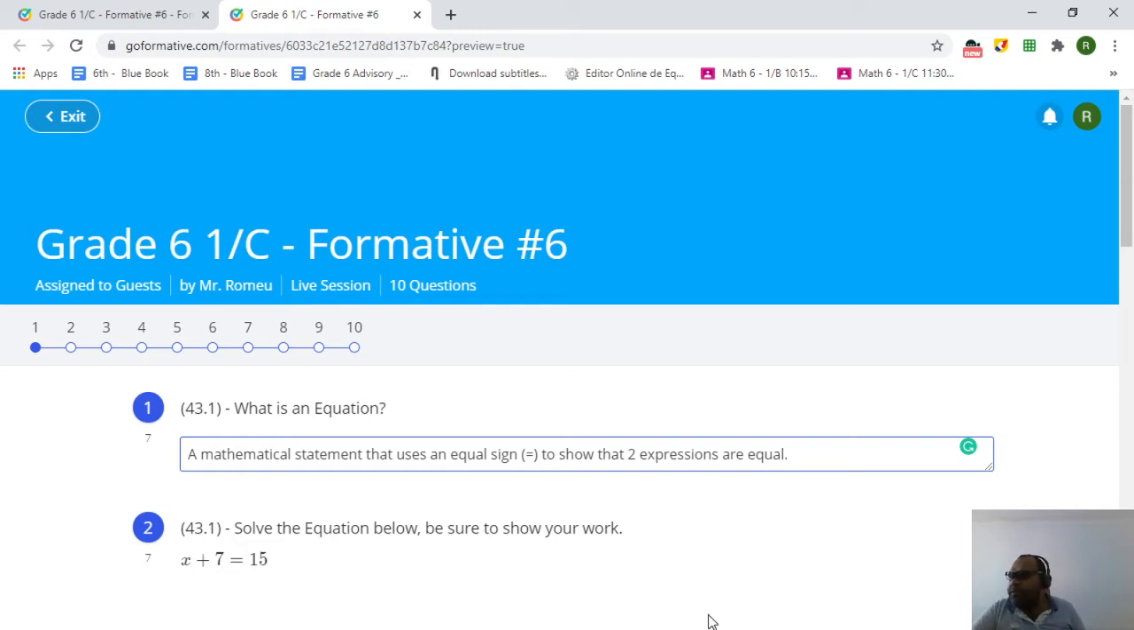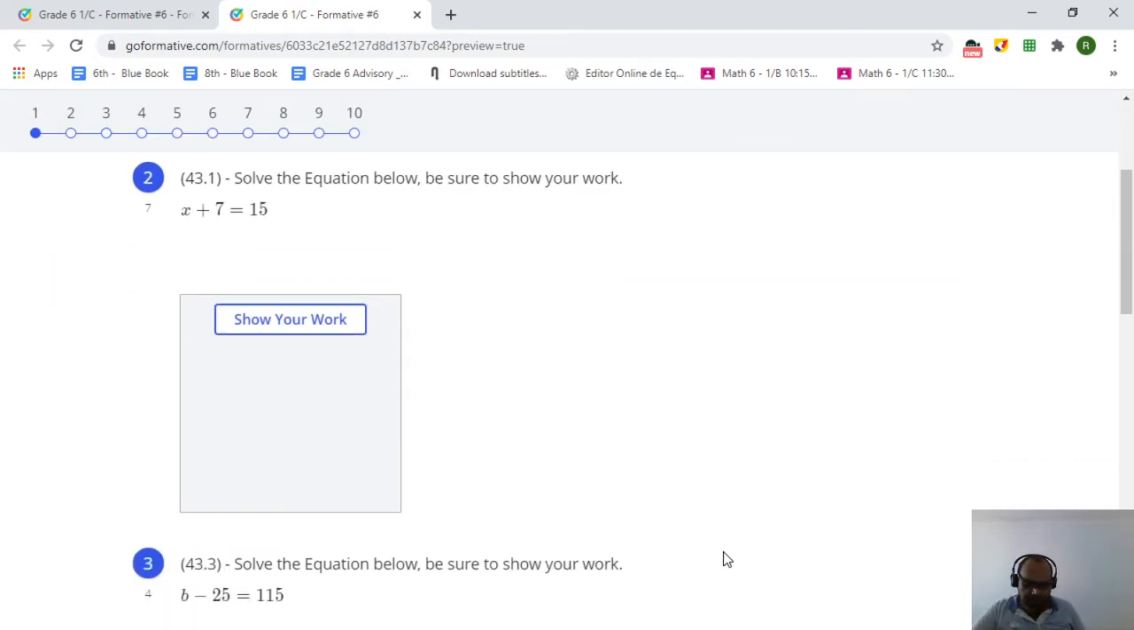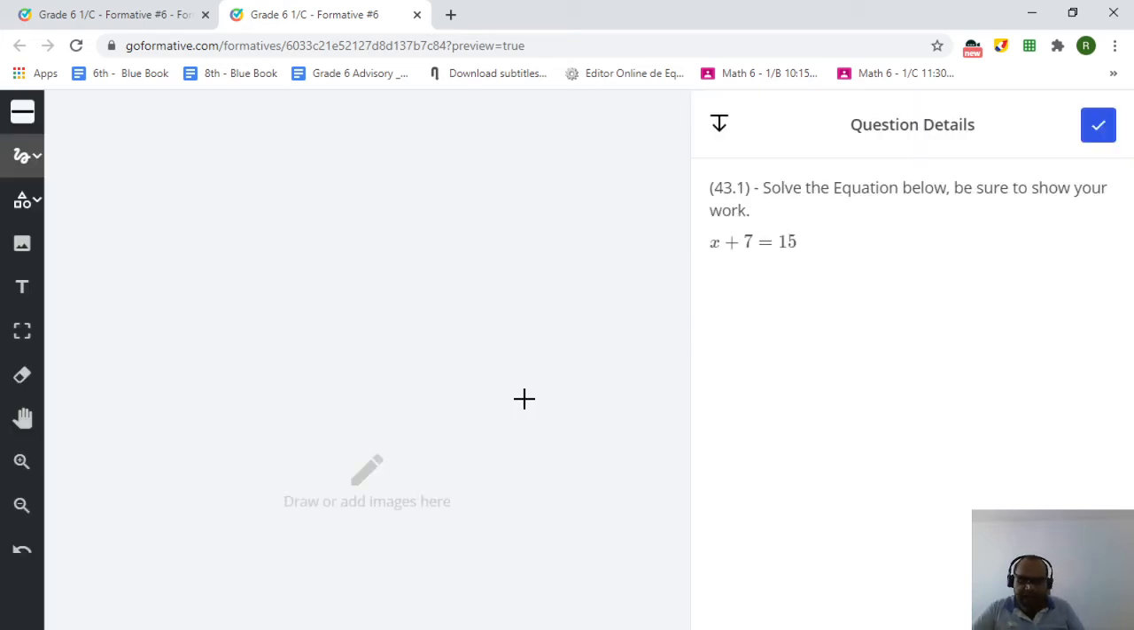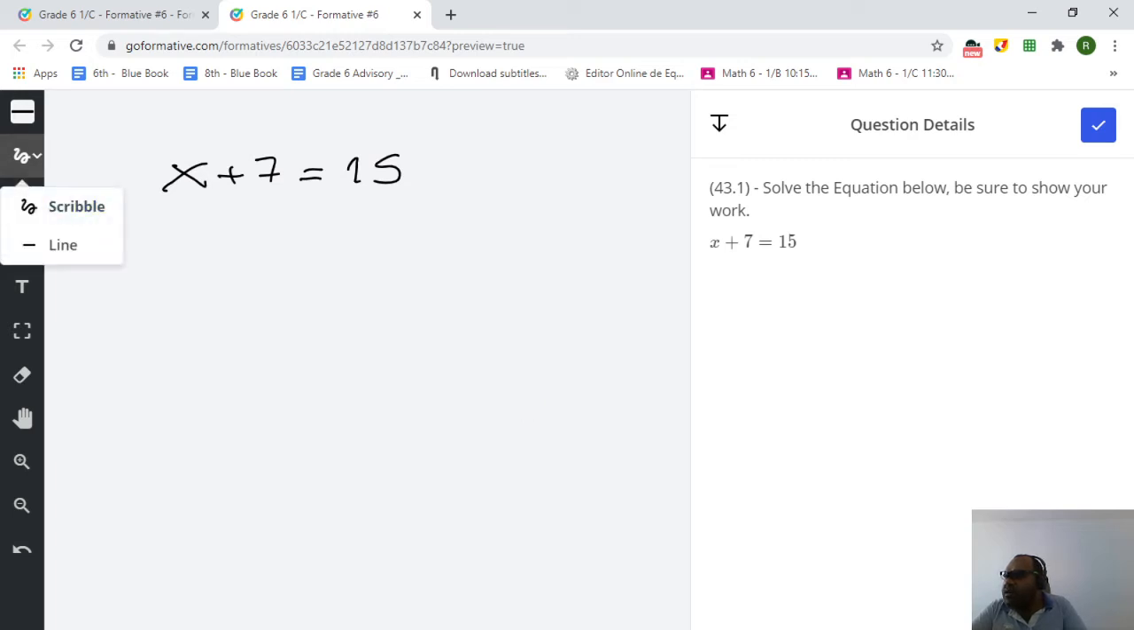Question number 2. Solve the equation below. Let's solve. It is x plus 7 equals 15. How do I solve this one? Remember the steps. Step number 1, locate the variable. Okay, x plus 7 equals 15. Where is my variable? My variable is over here, mister. I'm going to change the color, no problem. Here's my variable, and I locate the variable.